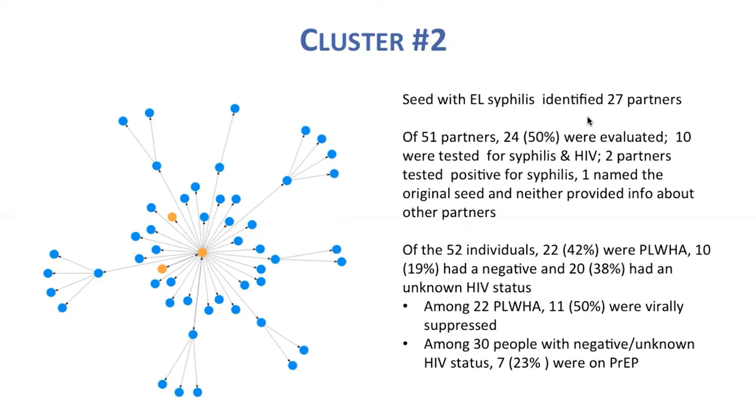In this cluster, almost half of individuals were known to be living with HIV. Half of them were virally suppressed. Of the others with negative or unknown HIV status, about 1/4 were known to use PrEP.